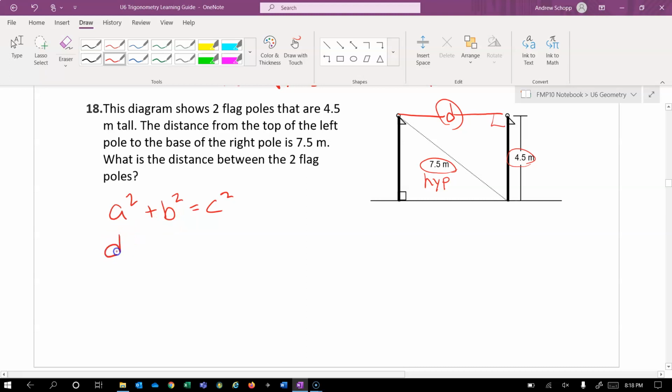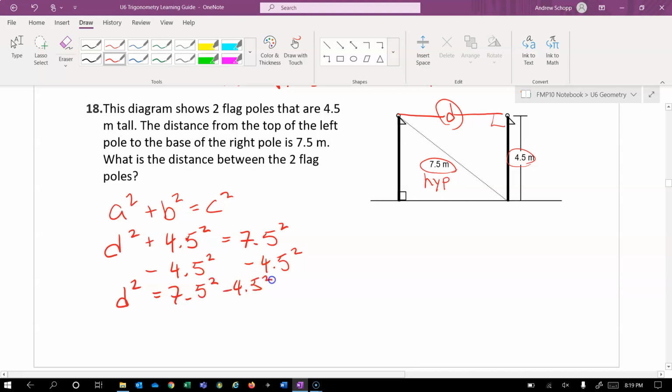So we can just substitute in, let's say, D squared plus 4.5 squared equals C squared, which is the hypotenuse, or 7.5 squared. So we're looking to solve for D, so let's subtract the 4.5 squared first. That leaves us with D squared is equal to 7.5 squared minus 4.5 squared. And then let's take the square root of both sides. So D is now equal to the square root of 7.5 squared minus 4.5 squared.